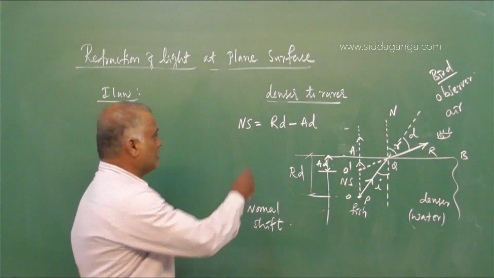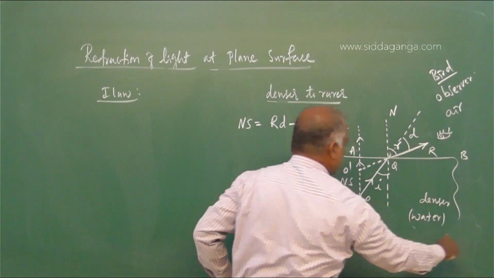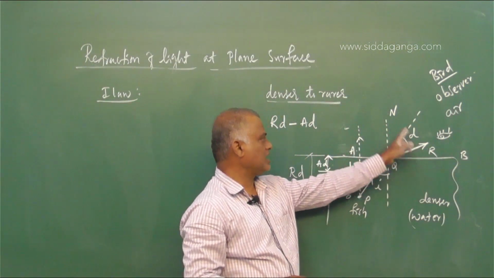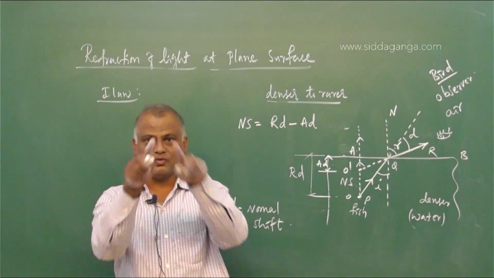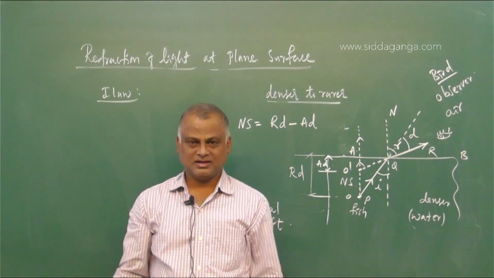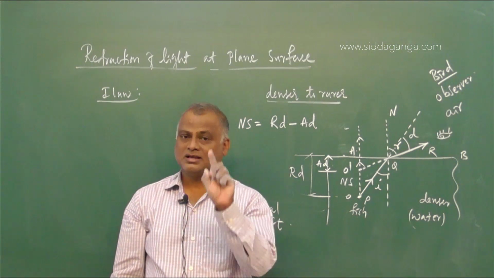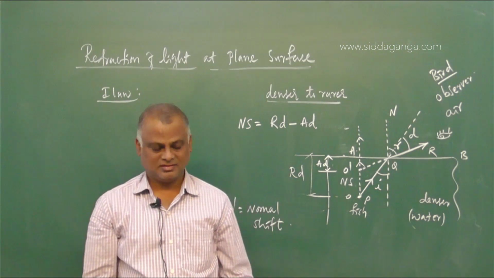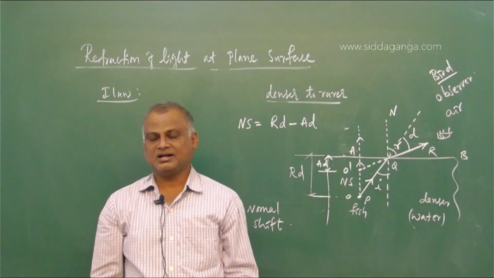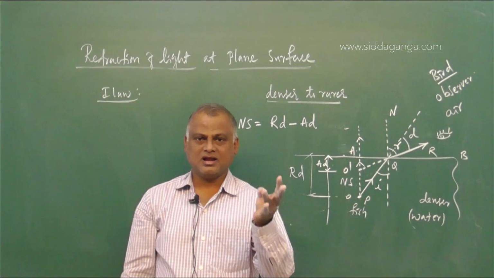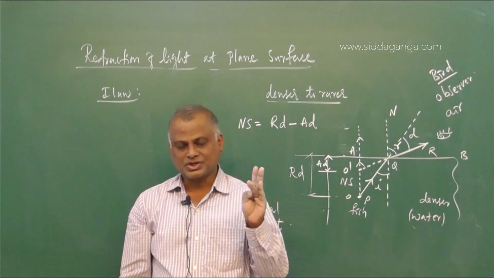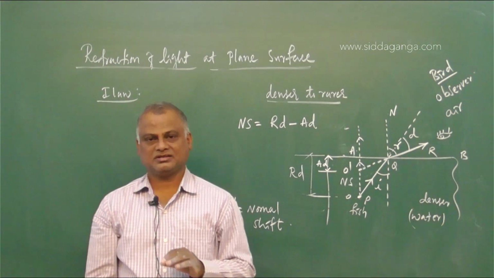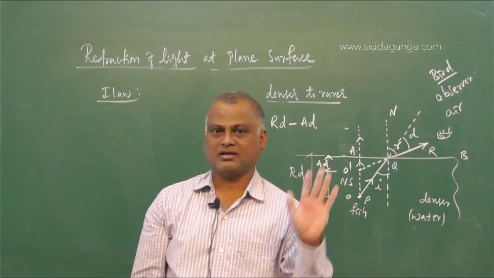They are in the same plane. Here on the board, the incident light, refracted light, and normal lines that you have drawn are all on the same paper. So it means all lie in the same plane. Once again, incident ray, refracted ray, normal drawn at the point of incidence, all lie in the same plane.